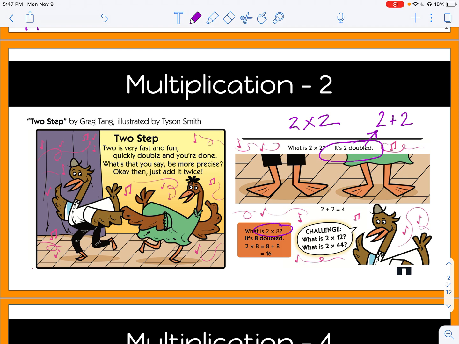What is 2 times 8? Well, it's 8 doubled. So you know 8 plus 8 is 16.